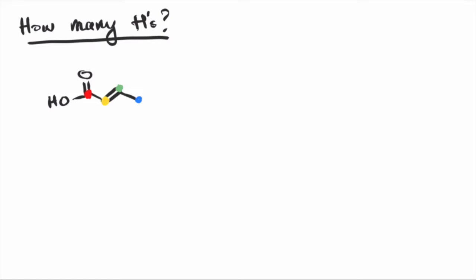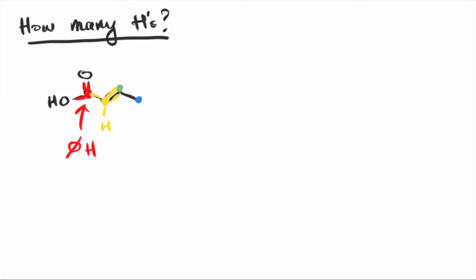The first one, the red carbon, how many bonds is connected to it already? It's 1, 2, 3, 4, right? Since there's already 4 bonds connected to it, there are 0 hydrogens there. Next, the yellow one, how many bonds are connected to it? We have 1, 2, 3. So therefore, it has to have 1 more missing hydrogen.